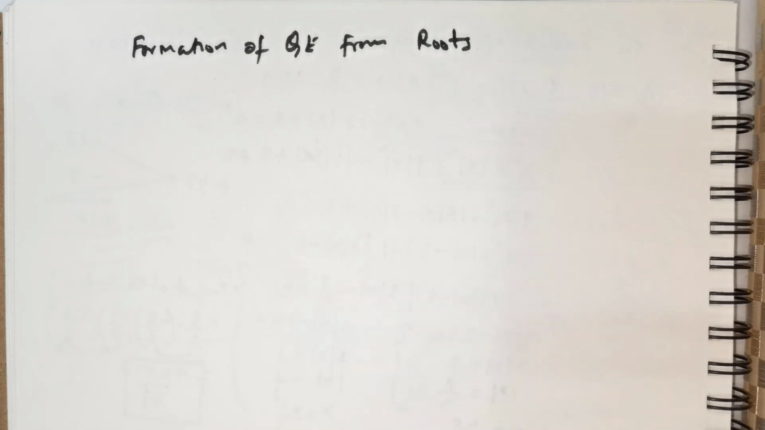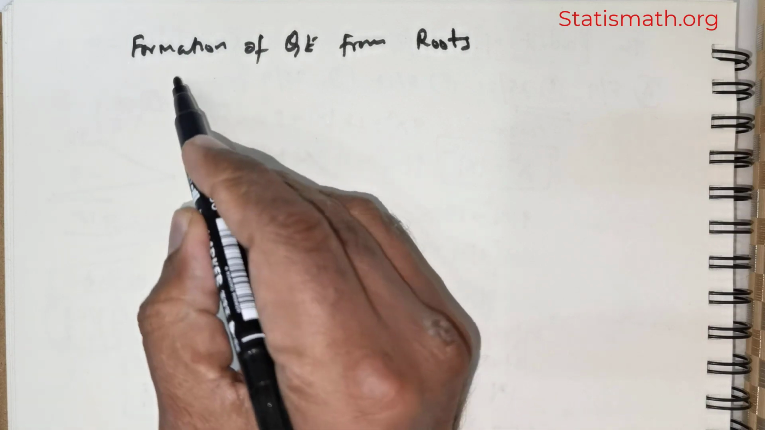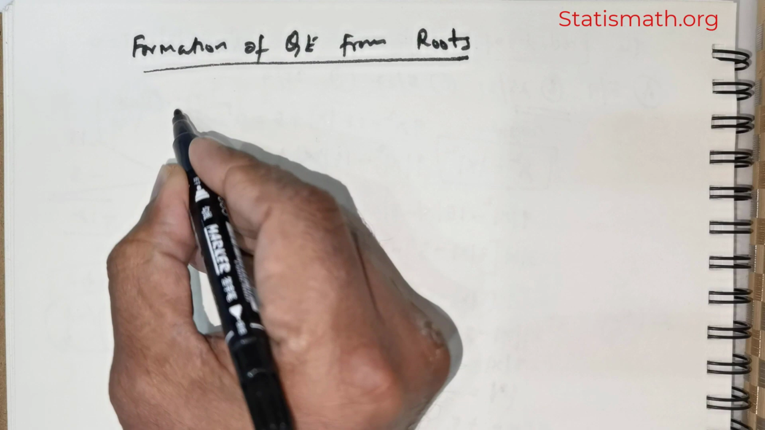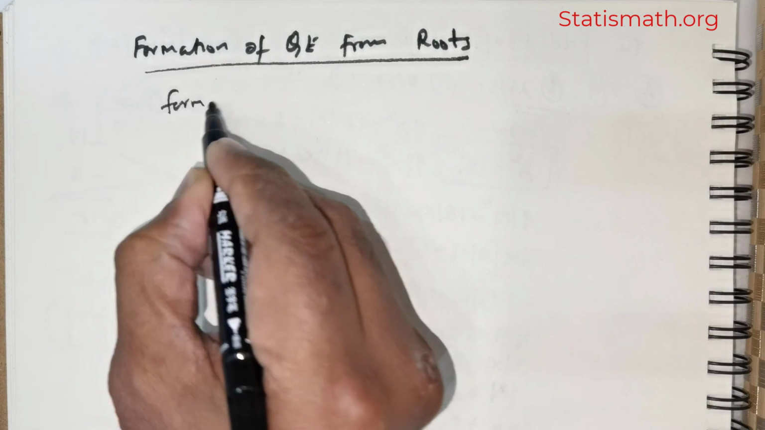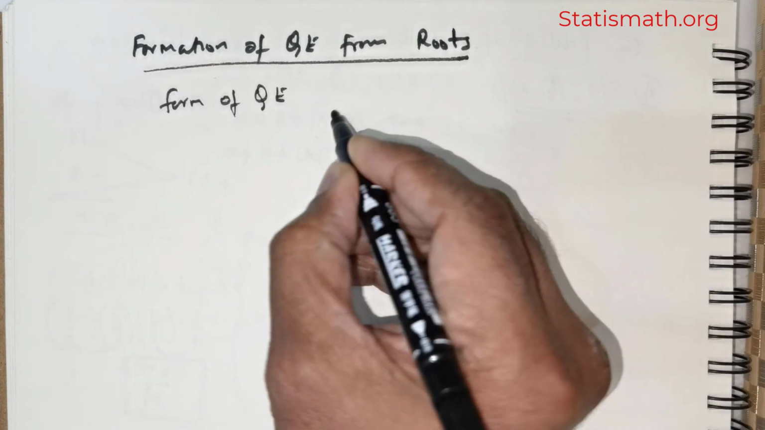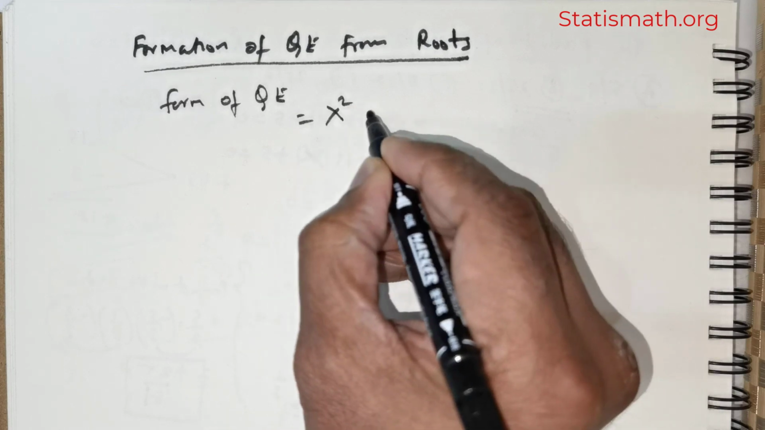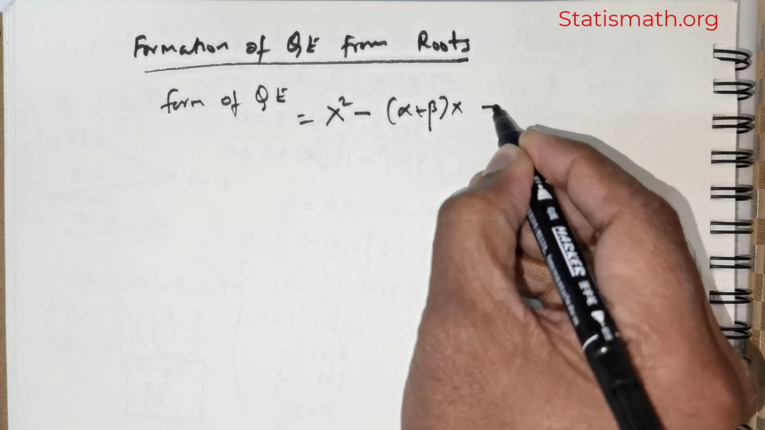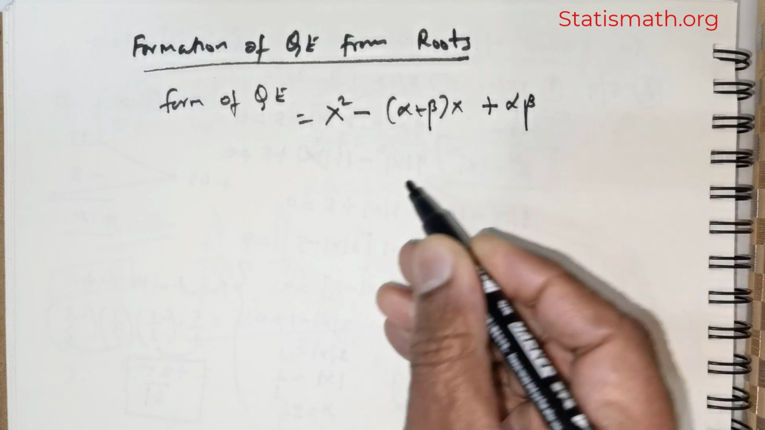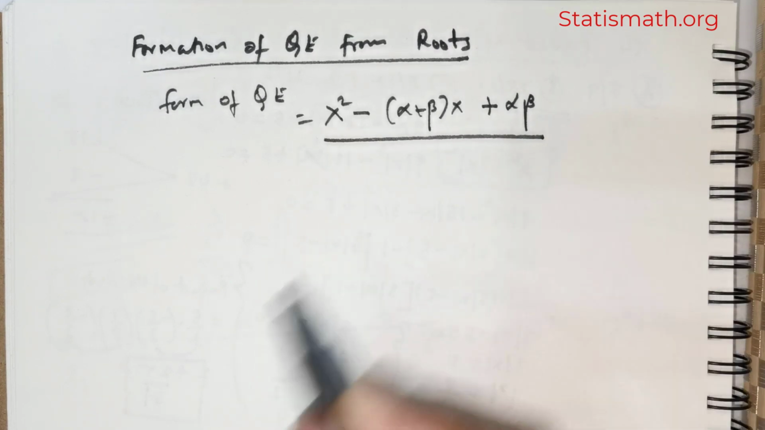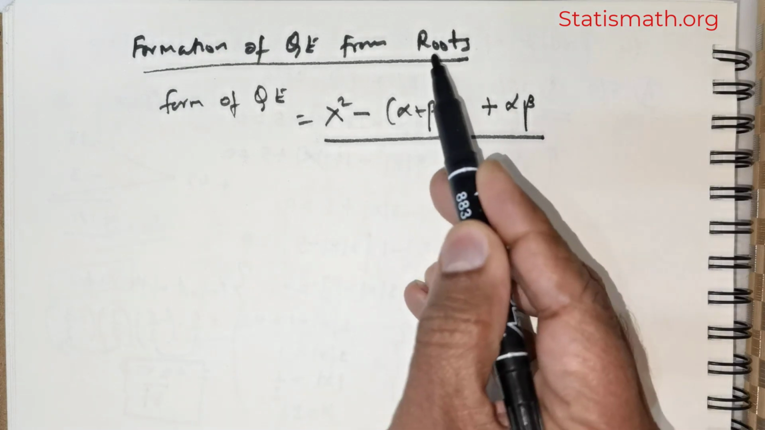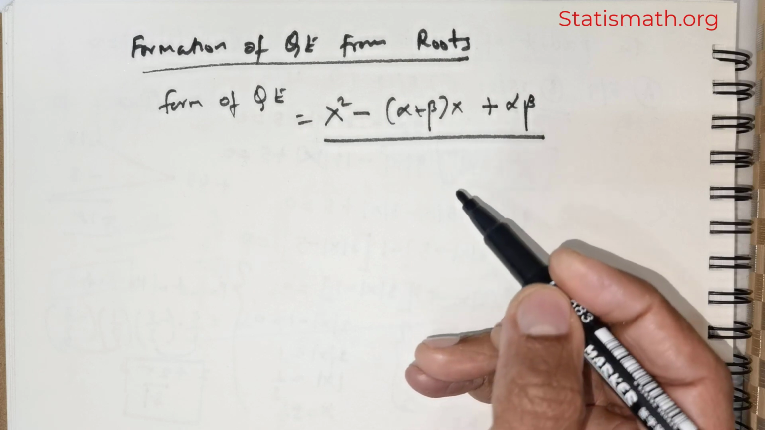Students, this is another important concept that we will have to know, which is formation of a quadratic equation from the roots. And the form of the quadratic equation is given to be in this fashion: x squared minus (alpha plus beta) times x plus alpha times beta. So this is the form that we will have to use if we are given the roots and we are expected to obtain the quadratic equation.